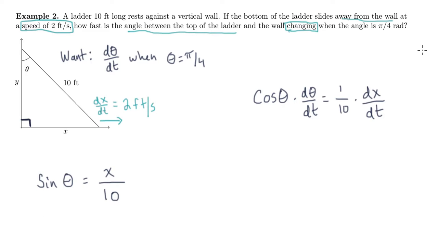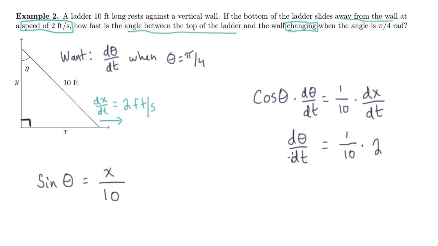So let's look here. We have dx/dt, which we know, okay? That's going to be 2. So we'll plug in 2 there. So 1/10 times 2 equals d theta/dt. Okay. And now, let's see.